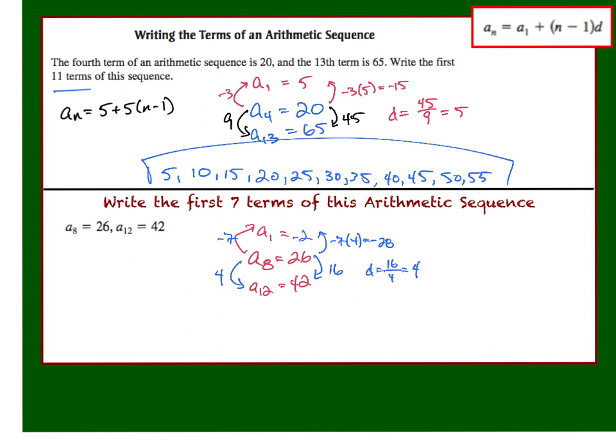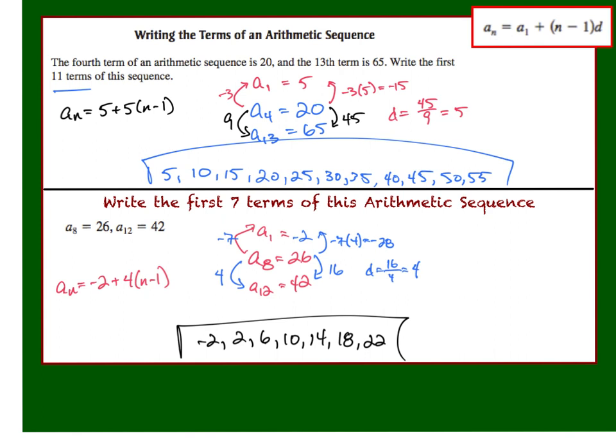All right. You don't necessarily have to build it here, but I'm going to just for fun. So a sub n would equal -2 plus 4 times n minus 1. All right. So I start out with -2, and then what? 2, and then, and that's it. All right, pretty good.